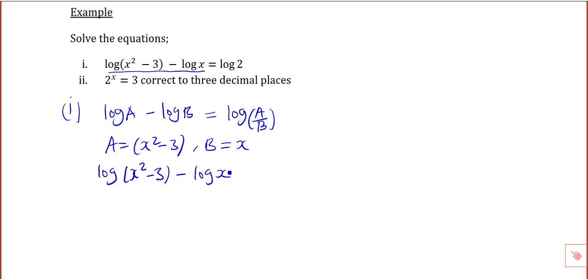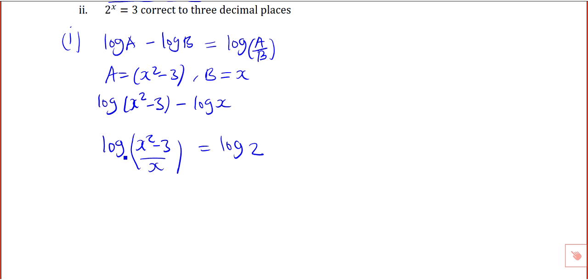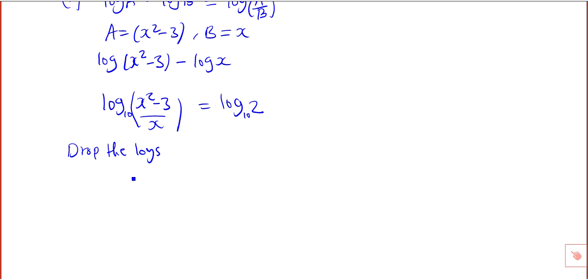Now applying this division rule, this simplifies to log of x squared minus 3 over x, and this is equated to what is on our right hand side of the equal, which is log 2. Now, since the logs are to the same base, I believe this is base 10, and my right hand side is also log to base 10, when you have such a situation, you drop the logs. You do what is called dropping the logs.